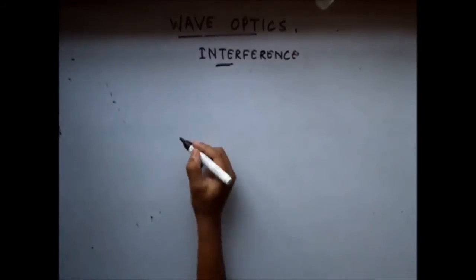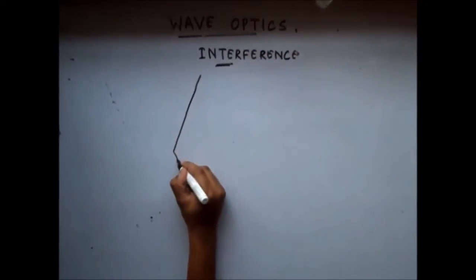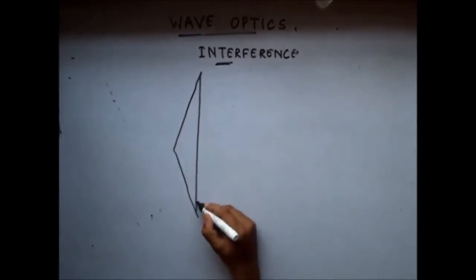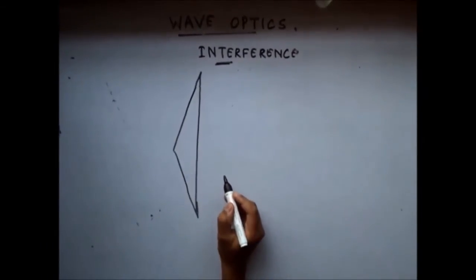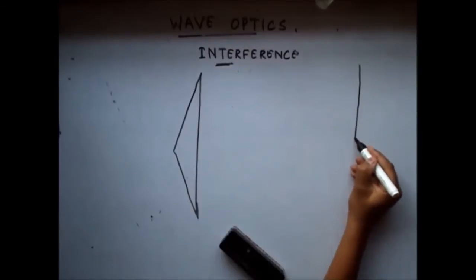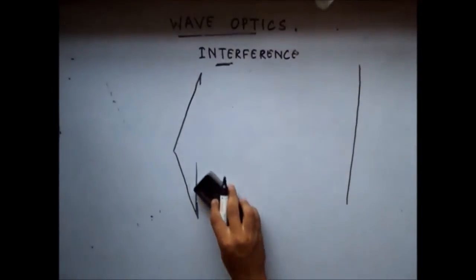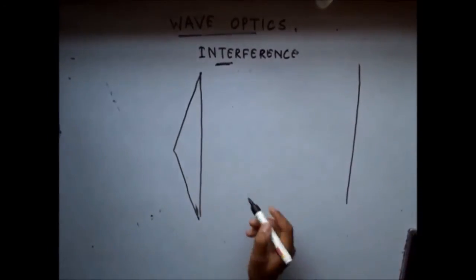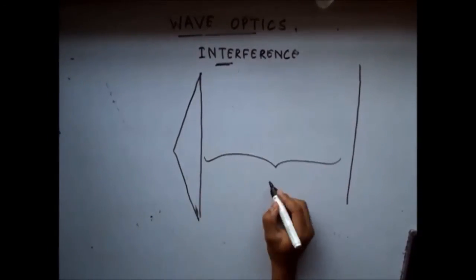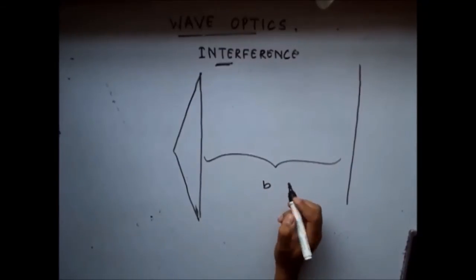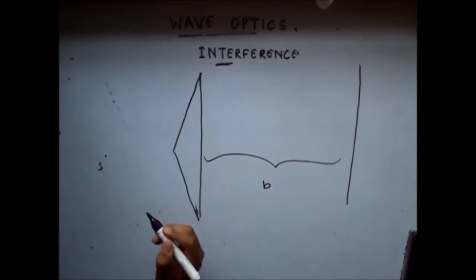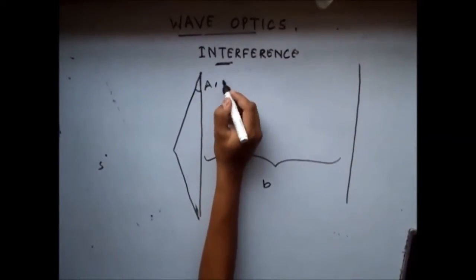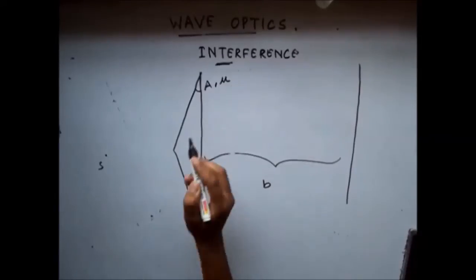So in Fresnel's biprism, we have a thin prism like this. And we have a screen. This distance is given by B, and this source is again at S. This has angle of prism as A, and the refractive index of the prism is mu.